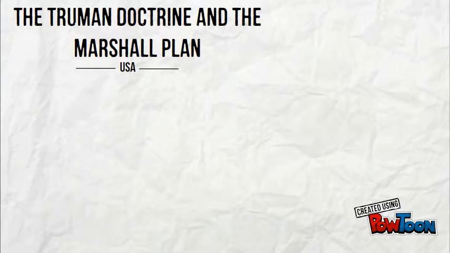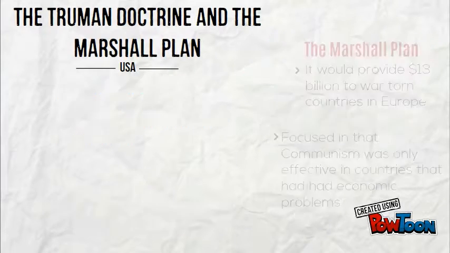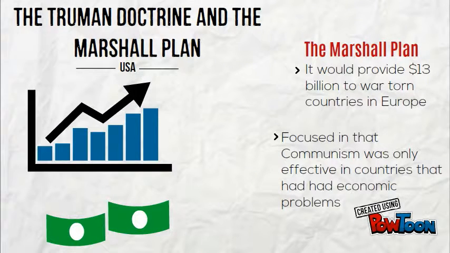In 1947, President Harry Truman established the Truman Doctrine, where the United States would grant monetary services to countries threatened by communism in order to stop it from growing and gaining more land throughout the world. In 1948, there was another plan very similar to this one, the Marshall Plan. The Marshall Plan stated that the United States would provide $13 billion to Western European countries damaged by warfare.